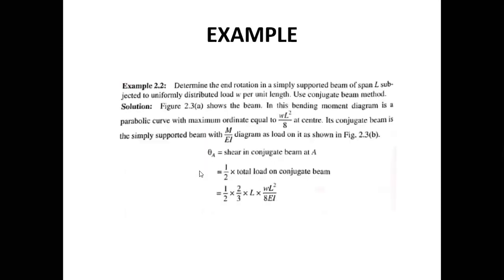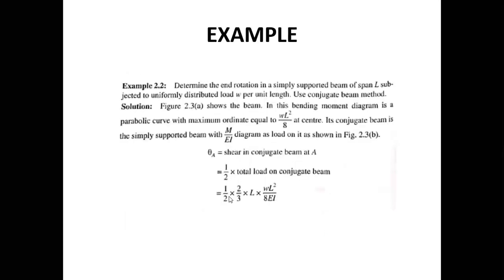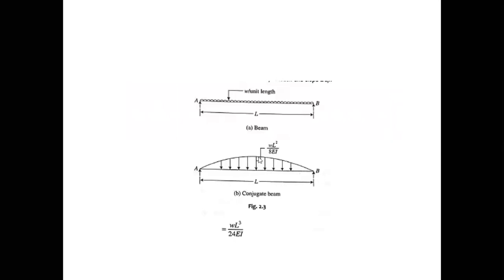So RA dash will be half of the total load. If we see the vertical equilibrium equation, sigma V, that is RA plus RB, is equal to the load of this diagram. That is equal to half into 2 by 3 of L into WL square upon 8EI. The load of this parabolic diagram will be 2 by 3 multiplied by the length, that is L, multiplied by the height, that is WL square upon 8EI.